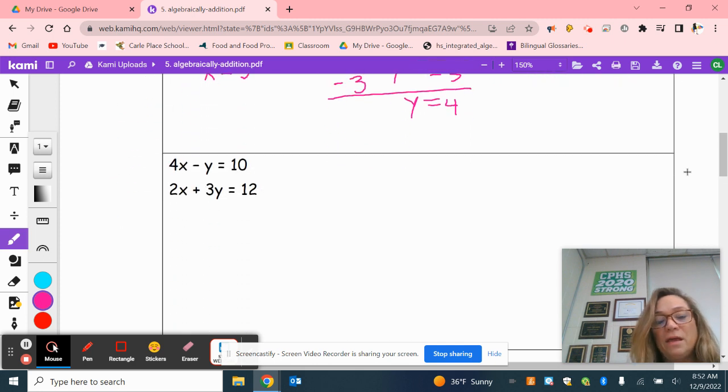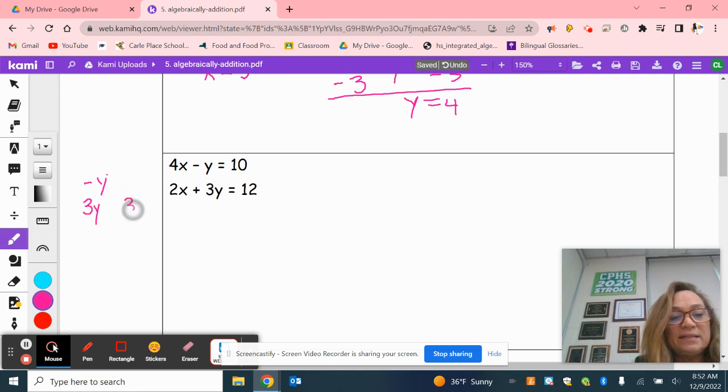Okay. So for this one, they are in the right order. There's x's, y's, equal sign, number. So that's good. But I need additive inverses. So I'm going to work with the negative y and the 3y. I'm thinking that I'm going to keep the 3y the same. So I'm just going to keep this exactly the way I have it.